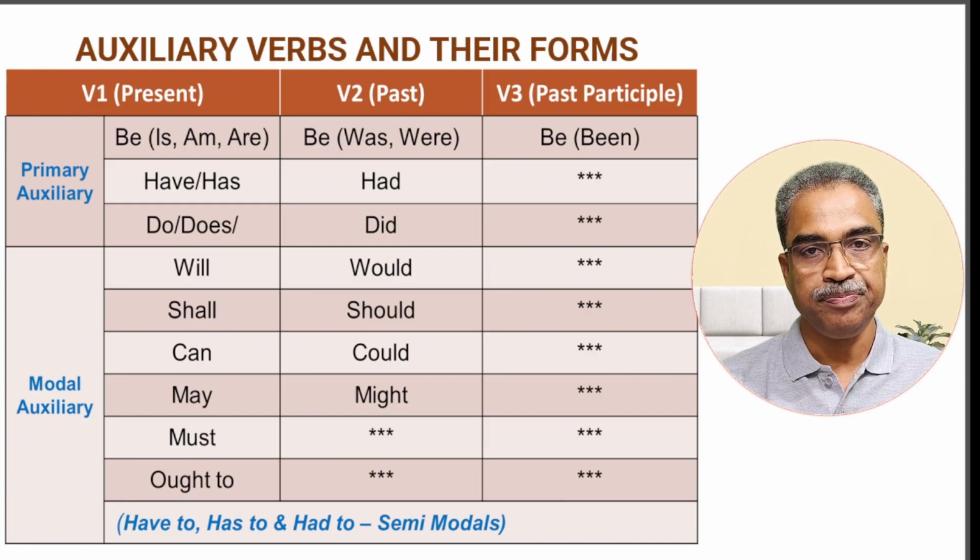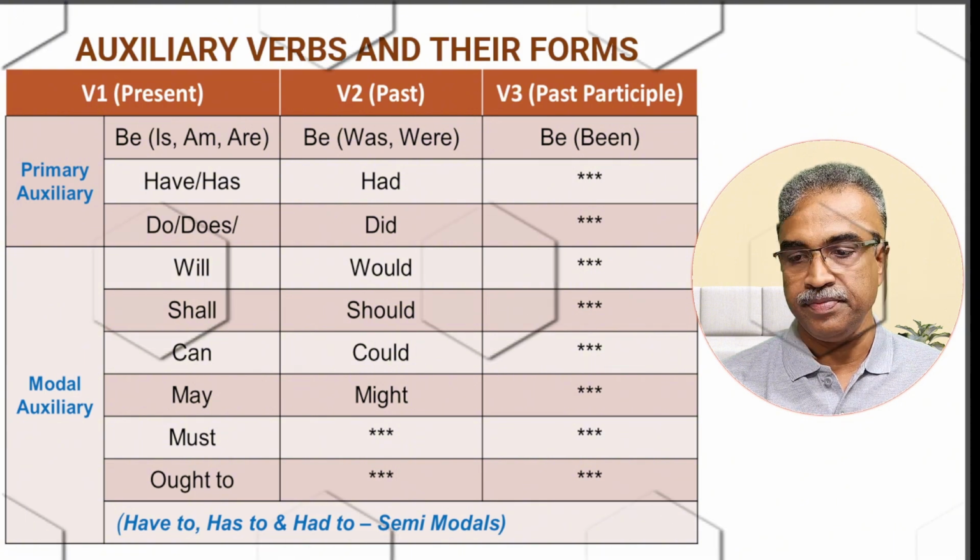Once again, be, which is very important. So be has got different forms. Present: is, am, are; past: was, were; and past participle: been.